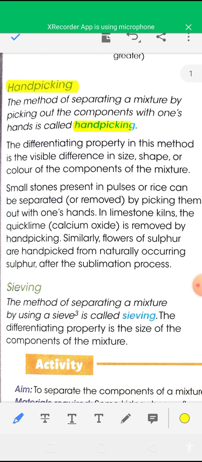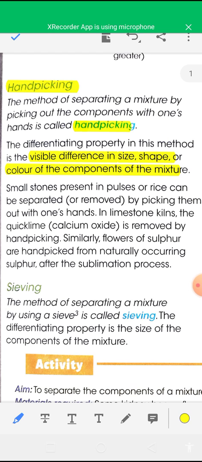So in the hand picking method you can separate the components of a mixture using your own hand, and the differentiating property in this method is the visible difference in size, shape, color of the components of the mixture. This is the principle of this method. Okay, for example, now see use of this method. Small stones present in pulses or rice can be separated by picking them out with one's hand.